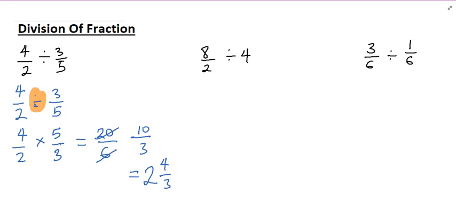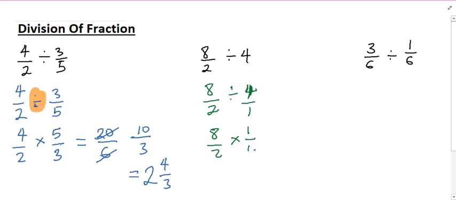Okay, let's solve this one. This one does not really have a denominator. So what you just do is add a denominator to it, which is 1, so it's 8 divided by 4 over 1. Why are we adding 1? Because any number divided by 1 is still that number, and any number multiplied by 1 is still that number. So 8 over 2, we change the sign to multiplication and then flip the numbers to 1 over 4. So you can just cancel that.